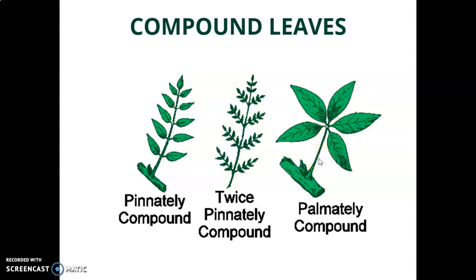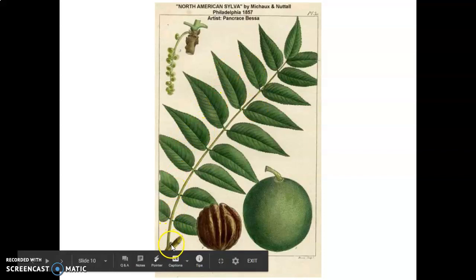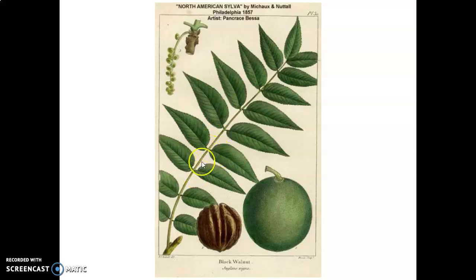and so we would call that palmately compounded. And here's an example of a black walnut leaf. You can see this hopefully a little bit better, that down here we have this little node right here that says that this is the leaf. And as you look at these little leaflets coming off of here, you don't see any of those nodes. They're just growing straight off. And so that tells us that this is a compound leaf, and these are leaflets and not individual leaves, because they do not have a node.